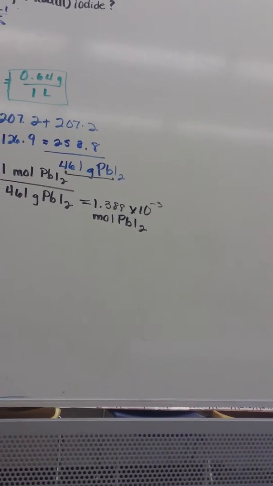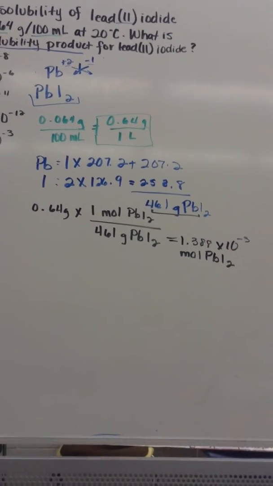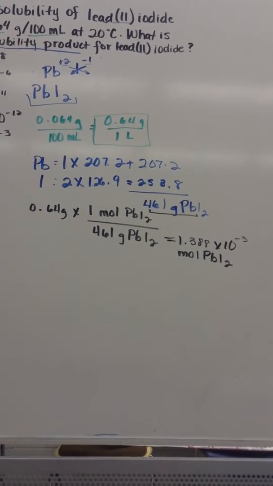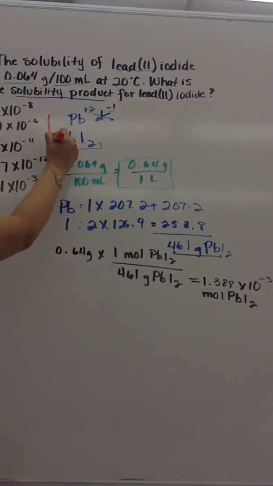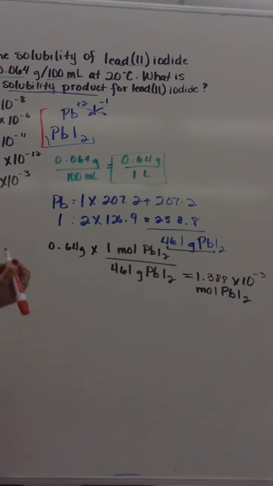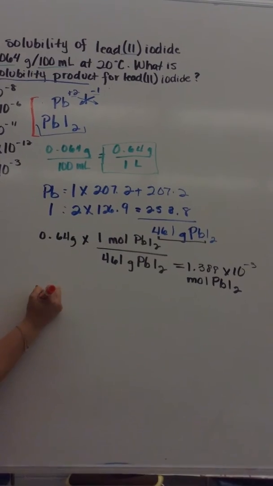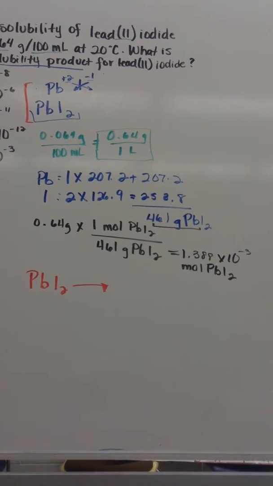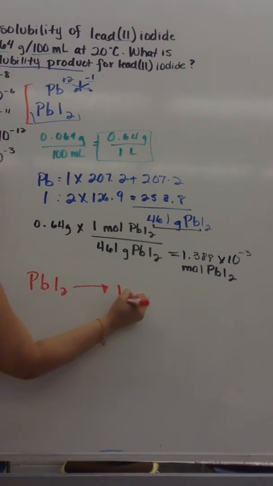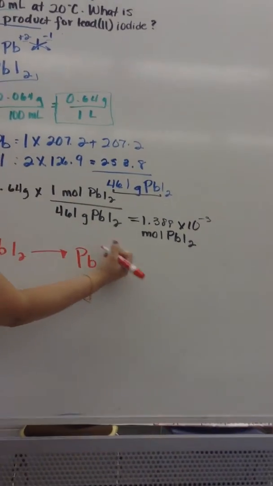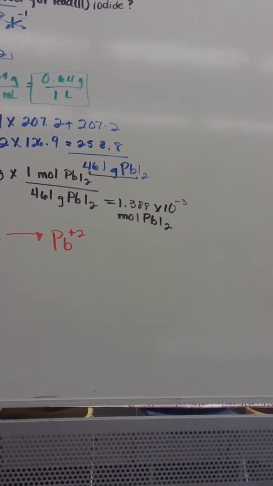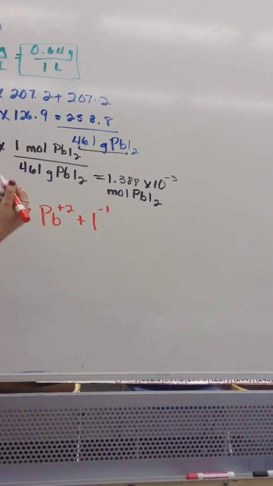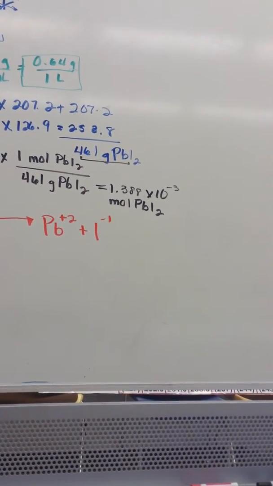Now that you have that, it's asking you for the solubility product. When you see solubility product, you know that you're going to have to write a reaction for lead 2 iodide. So again, we already have this lead 2 iodide. We're going to have to break it up to make our reaction. So it's just what we started with, which is lead with a +2 charge because it's telling us it's lead 2, plus I with a -1 charge because that is iodide's charge.